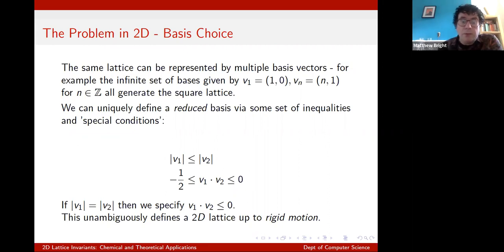For example, the one we use here is that vectors must be ordered by length, that there's a particular constraint on the value of the dot product, the inner product of the vectors. Then we have to handle the case where two vectors are of equal length, and we say that we can pick either. We can have a positive or a negative angle, as it were, and we pick a negative one. This unambiguously defines the 2D lattice up to rigid motion, although not necessarily isometry, so not necessarily reflection, which is what we'll get to.